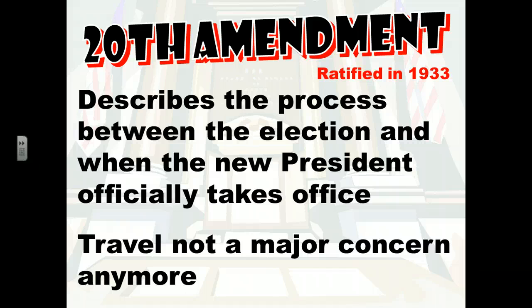But in 1933, they decided, well, that's not really a major reason to have it so delayed. So there's still that time period between the election and the inauguration, but the 20th Amendment shrunk it down a little bit. So we'll experience that a little bit once we come back from Christmas break, and they'll have the inauguration and that kind of stuff.